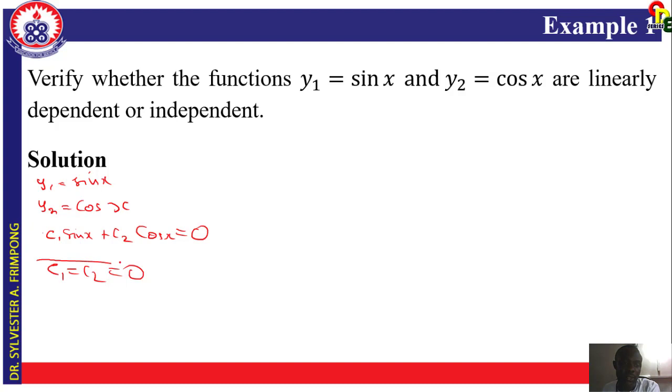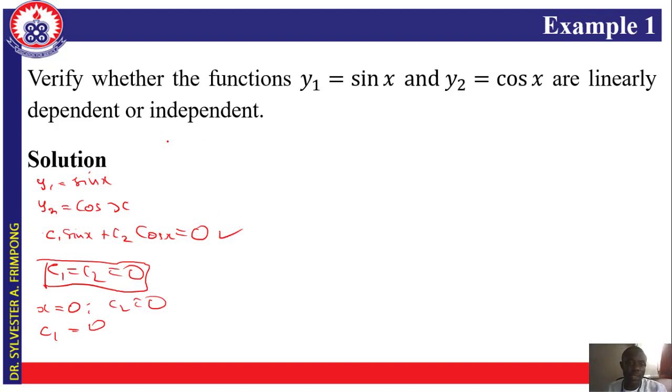Because even if you decided to pick within the interval some values of x, assume you pick x equal to, let's say, 0, you're going to get sine 0 to be 0, cos 0 to be 1, so you're going to get c2 being 0. If you pick x to be equal to, let's say, pi on 2, sine pi on 2 is 1, that will give us c1, and then cos pi on 2 is 0, so c1 will also be 0. So no matter what you do, c1 and c2 must be 0 for this linear combination to be 0. And for that reason, we are saying that y1 and y2 are linearly independent.